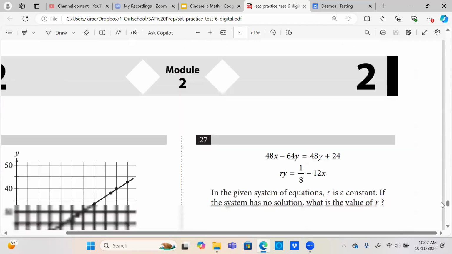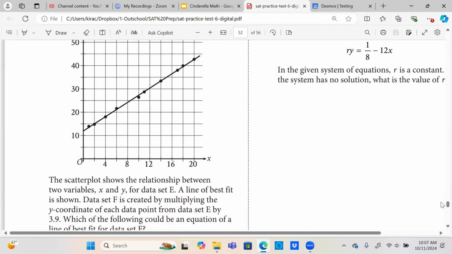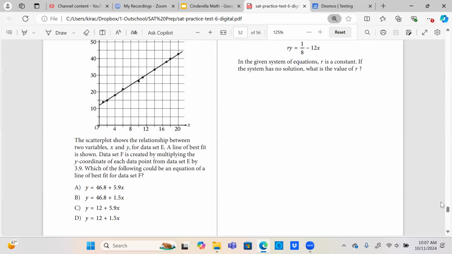Okay, last page. 26. The scatter plot shows the relationship between two variables, x and y, for dataset E. The line of best fit is shown. Dataset F is created by multiplying the y coordinate of each data point by 3.9. Which would be the equation of the line of best fit for set F? Okay. Interesting.